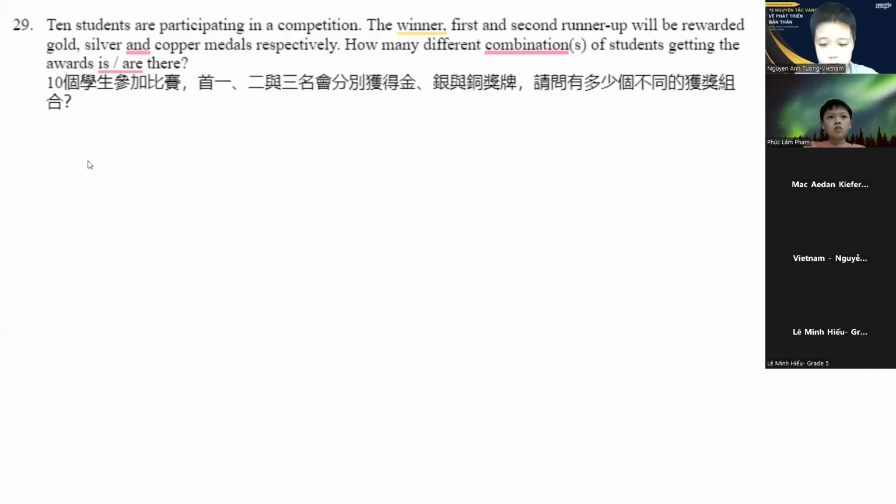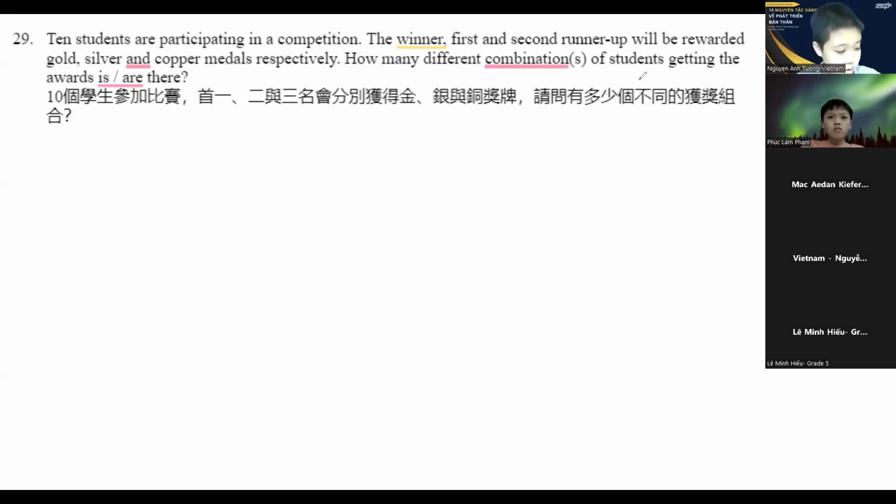10 students are participating in a competition. The winner, first and second runner-up will be rewarded gold, silver, and copper medals respectively. How many different combinations of students getting the award are there? So for this problem, all we have to do is count how many choices. We can't actually do 10 combination 3 for this one because the order matters, diba? Because they are first, second, and third.